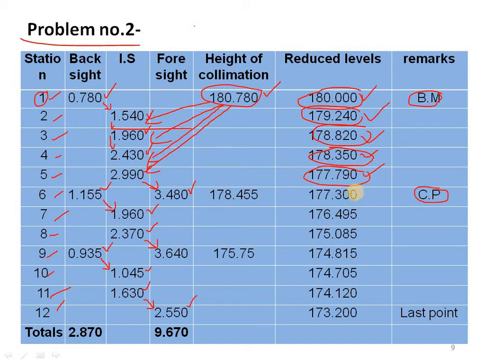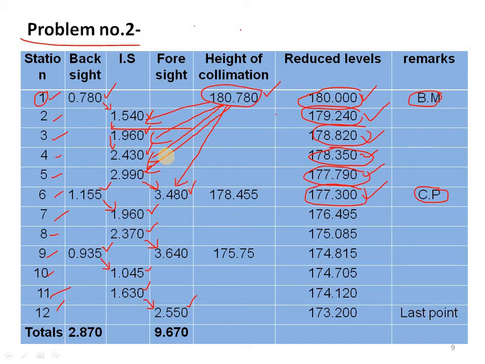Now to find out the change point of the sixth one, we have to take from the height of the instrument method itself. So from this 180.780, height of the instrument, minus 3.48, you will get 177.300. Have you got the answer? This is the RL of station point 6. From this we have to do the minus of FS, 180.780 minus 3.480.